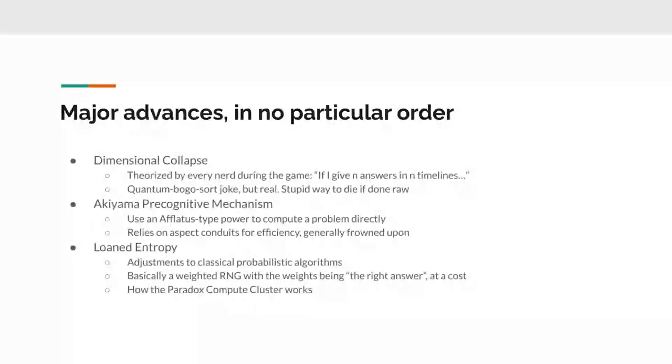What we really use now is loaned entropy, which is kind of like an adjustment to classical probabilistic algorithms. You get, most obviously, a mind player, a light player, but we can get other aspects to work on it. It's basically a weighted random number generator with the weights being the right answer at a cost. So it's like a probabilistic algorithm, except you get the right answer sooner rather than later. And this is how our paradox compute cluster works.